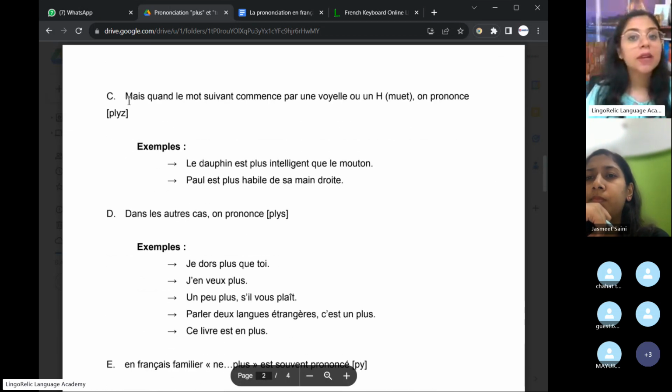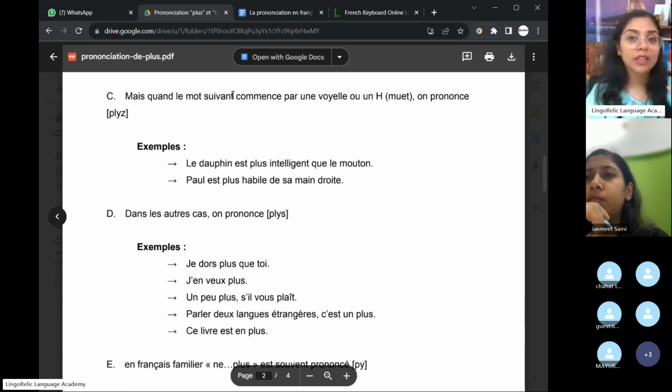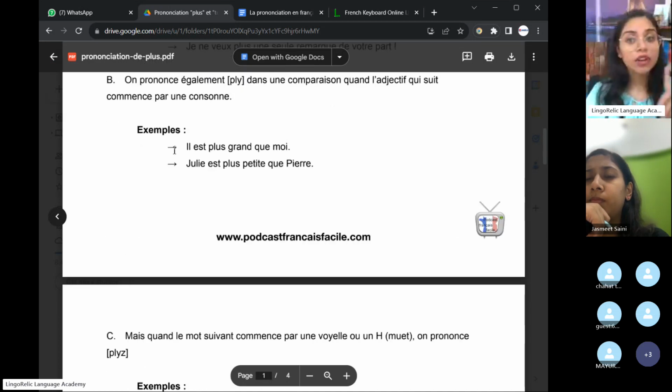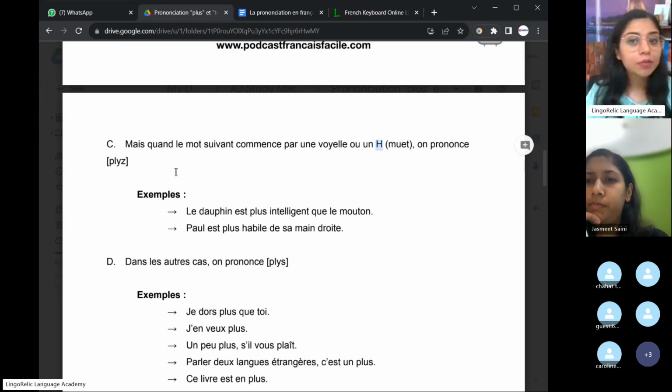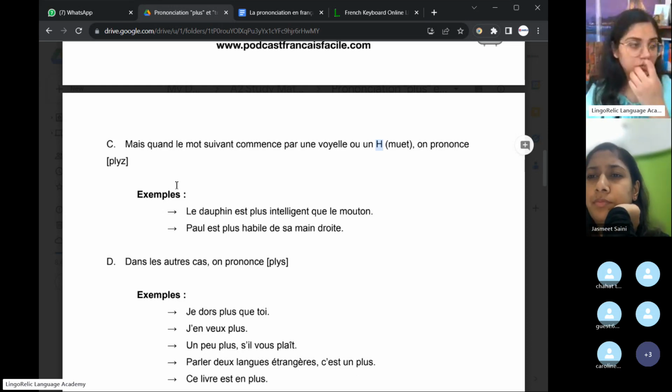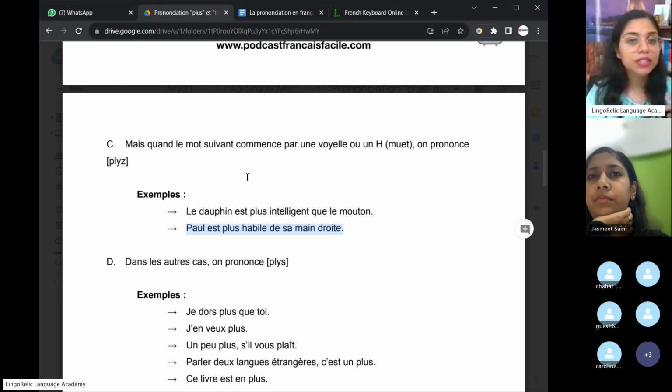Okay. Then, mais quand le mot suivant commence par une voyelle, but अगर आप comparison भी कर रहे हैं, लेकिन if your adjective is starting with a vowel or if it is starting with an H mute, तो उस case में आपका liaison हो जाता है. So you have le dauphin est plus intelligent que le mouton. The dolphin is more intelligent than the sheep. Paul est plus habile de sa main droite. Habile means able, skillful. Paul est plus habile de sa main droite, as in he is more able, as in more skillful with his right hand. Main is hand.